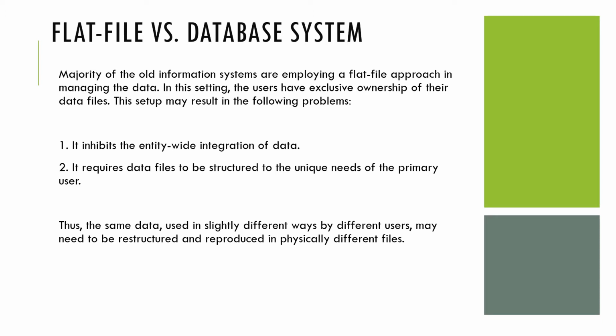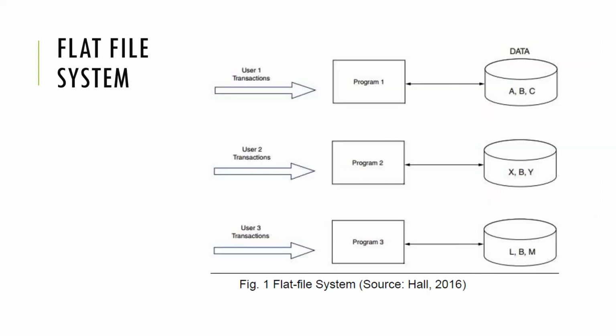file. It also requires data files to be structured to the unique needs of the primary users. The same data used in slightly different ways by different users may need to be restructured and reproduced physically in different files. It depends upon the owner how they will present the data. If the owner gives it to the accounting department or the HR department, and they want to change it, they can change it. So it is restructured physically into different files specific to the needs of the user. This is a flat file system.